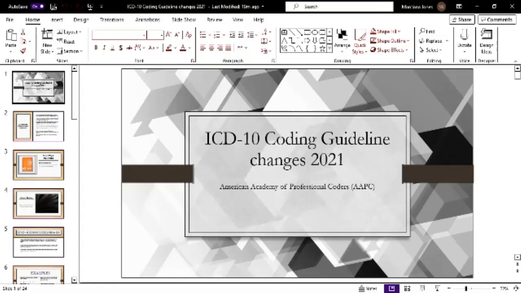When you're coding COVID-19, it can be very tricky, especially when you factor in other respiratory issues. So make sure you listen well and take notes.